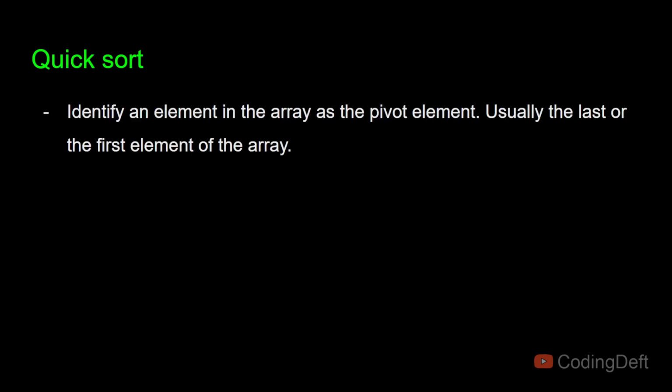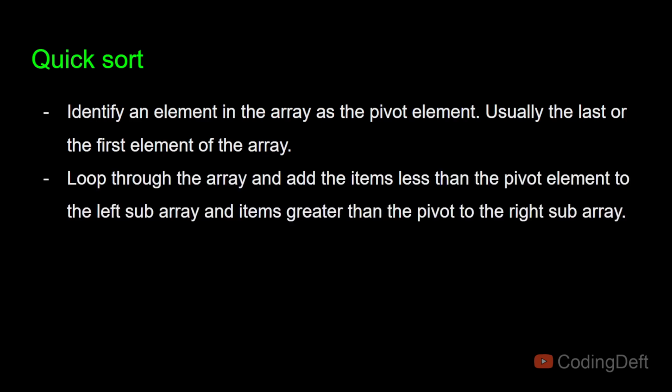In the previous video, we have seen insertion sort. In this video, we will see quick sort. So how quick sort works is we will identify an element in the array as a pivot element. Usually it is the first element or the last element in the array. Then we compare this pivot element with all other items in the array.